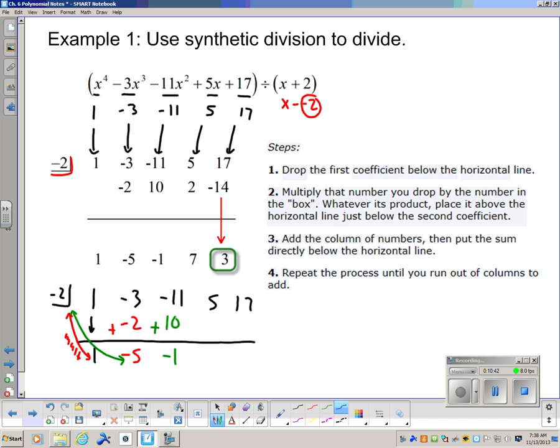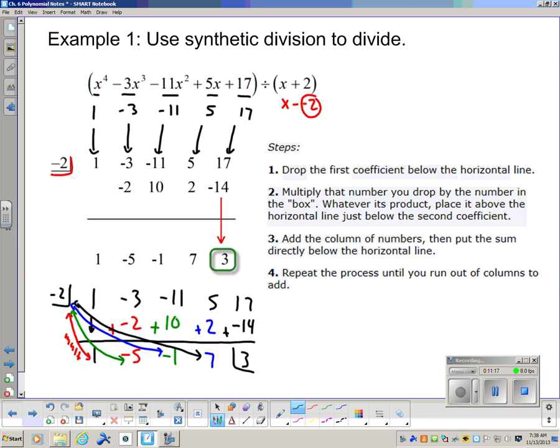I'm going to go back up to number 2 there. I'm supposed to multiply this number that I just got by the number inside the box. -1 times -2 is 2. Then the third step, add together, we get 7. Repeat the process, go back up to number 2. So now I got to take 7 times -2 is -14. Write it right underneath it, add them together, we get 3, and put that last one inside the box.